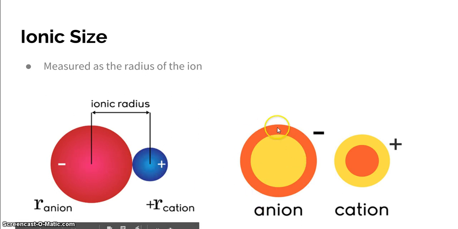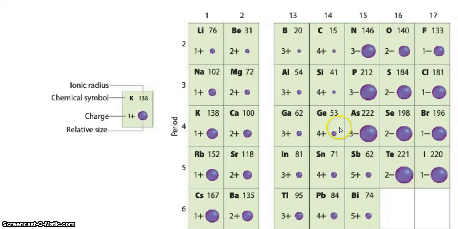Over here, here's our anion. Anions are generally bigger because they have gained electrons. Here's our cation. Cations are smaller because they have lost electrons. And then you can see they have those positive and negative charges.